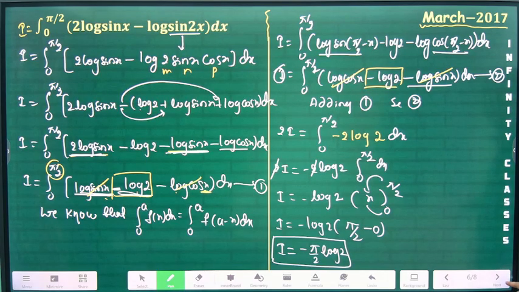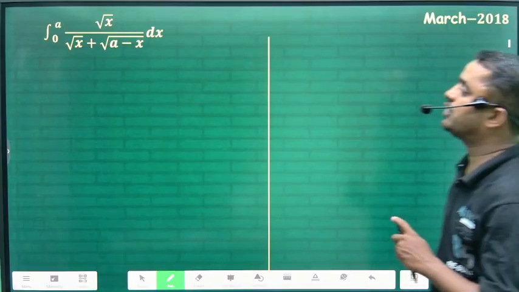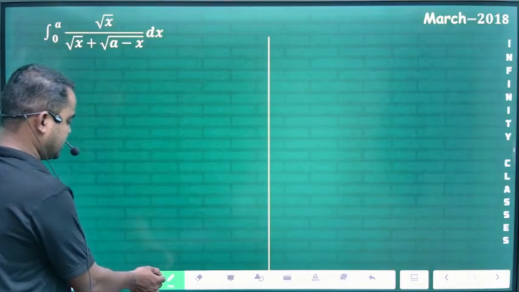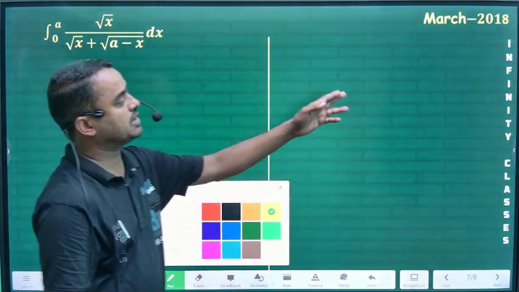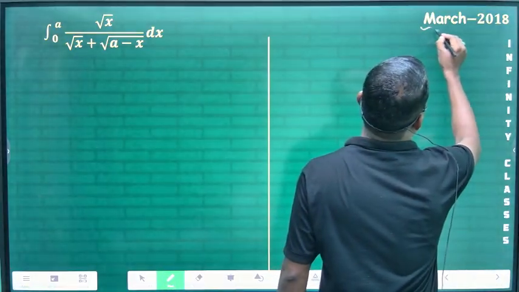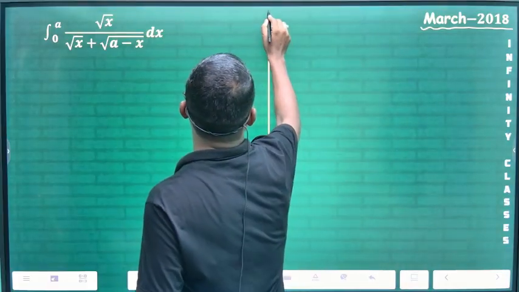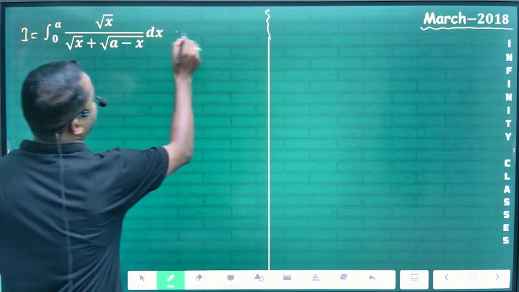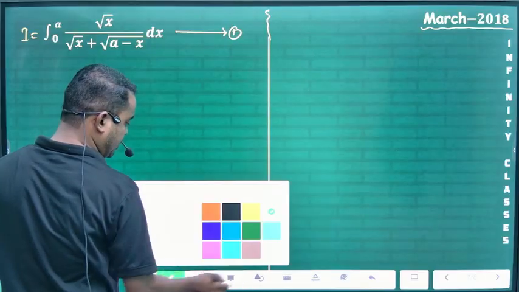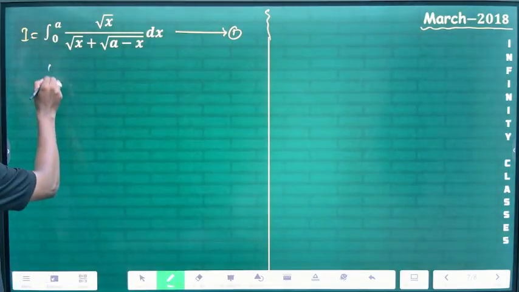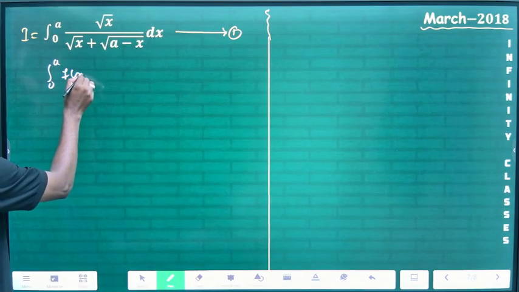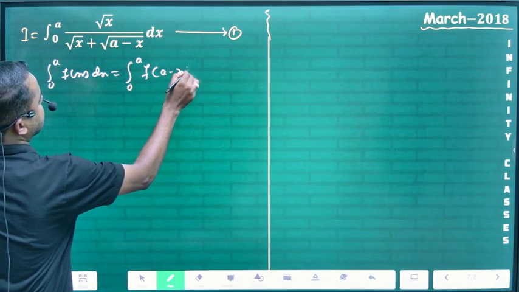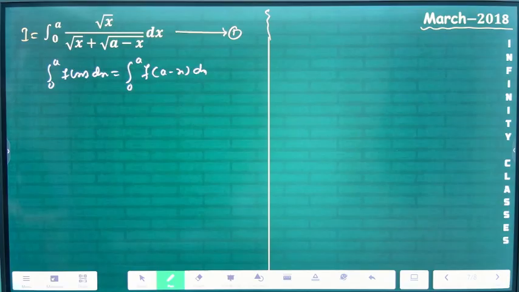So the last problem of this video is the integral from 0 to a of root x divided by root x plus root a minus x dx. This problem and property was asked in March 2018. Let us see here: i is equal to this integral, and call this equation 1. Now applying the property, integration of 0 to a f of x dx is equal to integration of 0 to a f of a minus x dx.